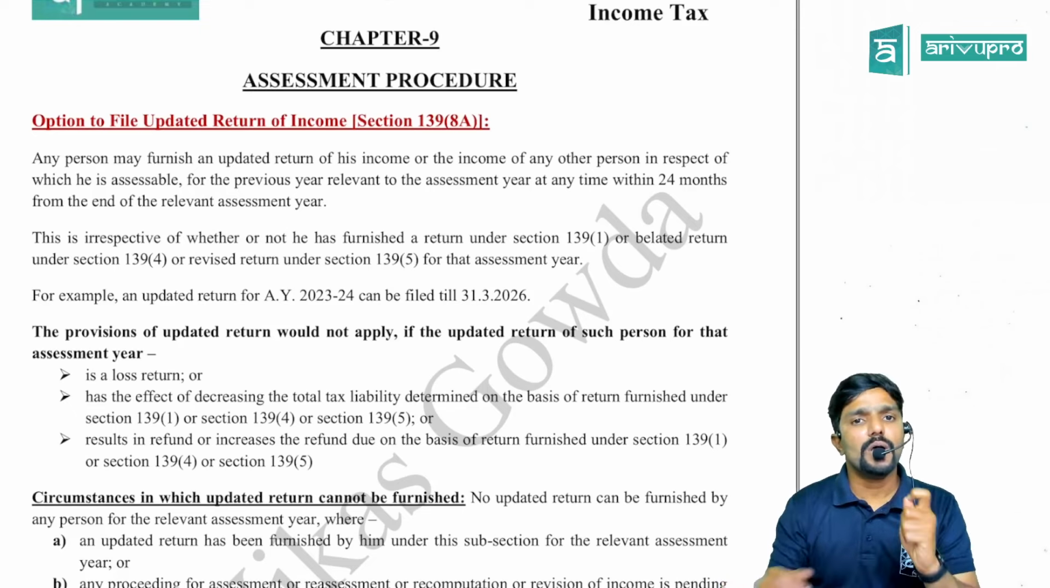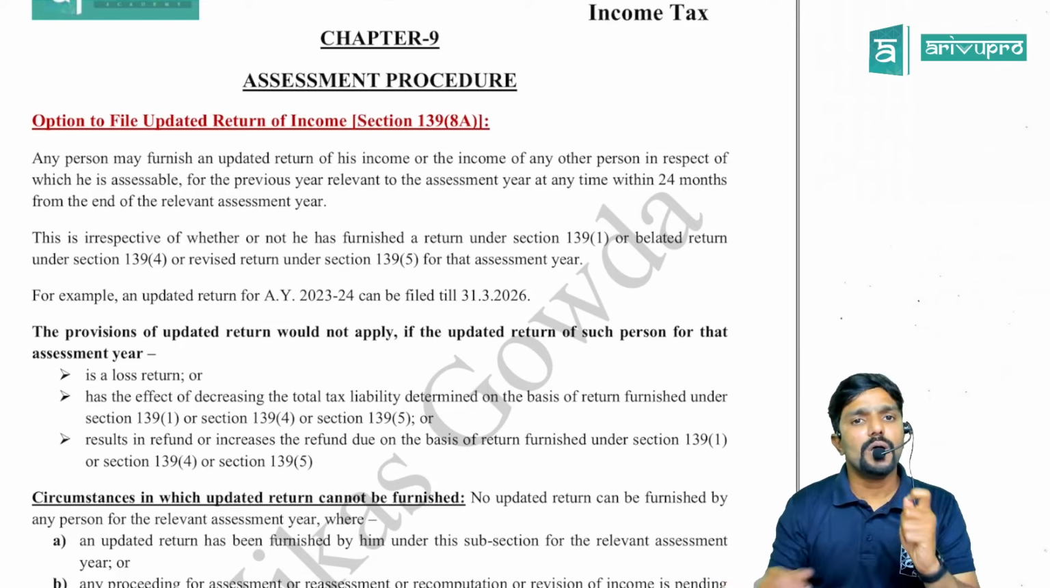Fine. Next, if any person has a loss in any previous year and has furnished a return of loss on or before the due date of filing the return of income under section 139 subsection 1, he shall be allowed to furnish an updated return if such updated return is a return of income. Sir, for assessment year 23-24, I have already filed my loss return. Now I want to file an updated return, which is the return of income for assessment year 23-24. Am I allowed to do it? Yes. If you have filed a loss return, now you want to disclose income, that means you are allowed, because your tax liability will accordingly go up.